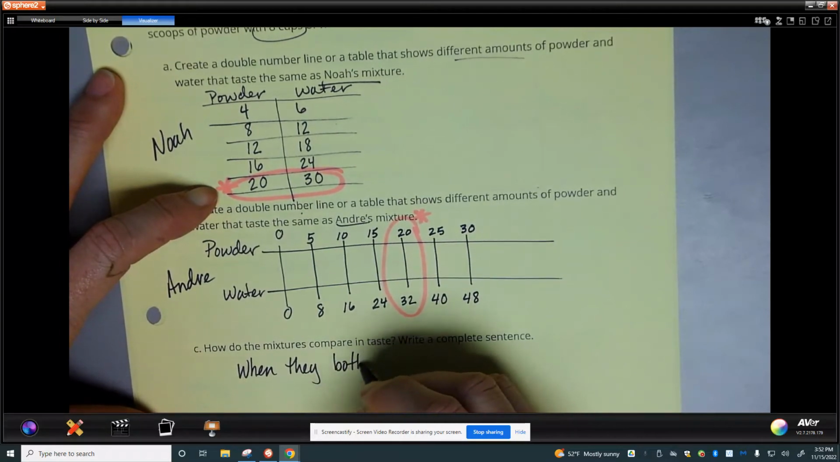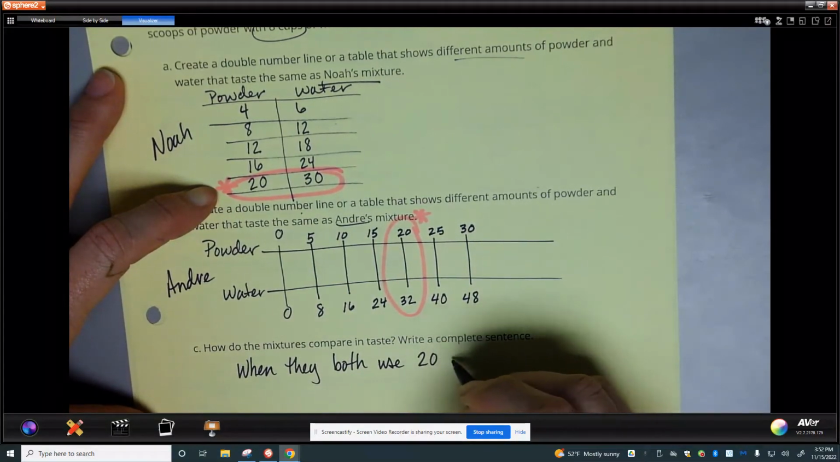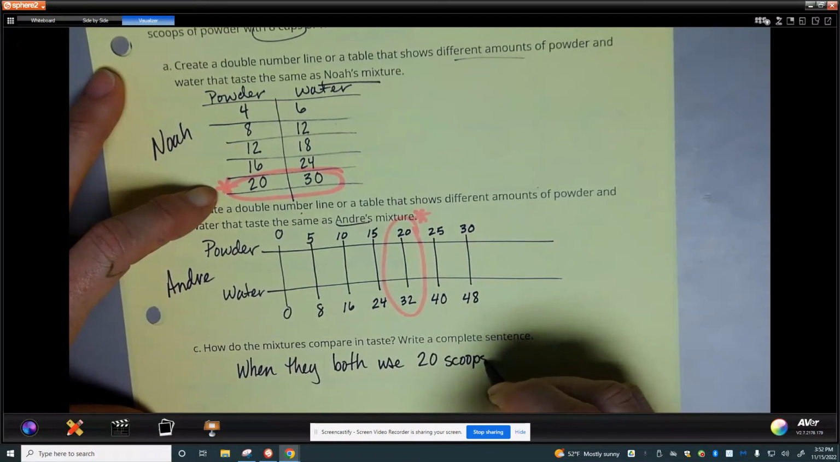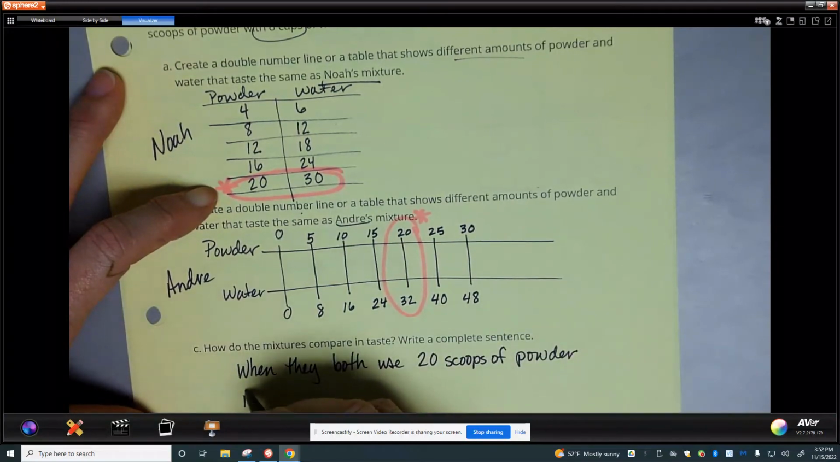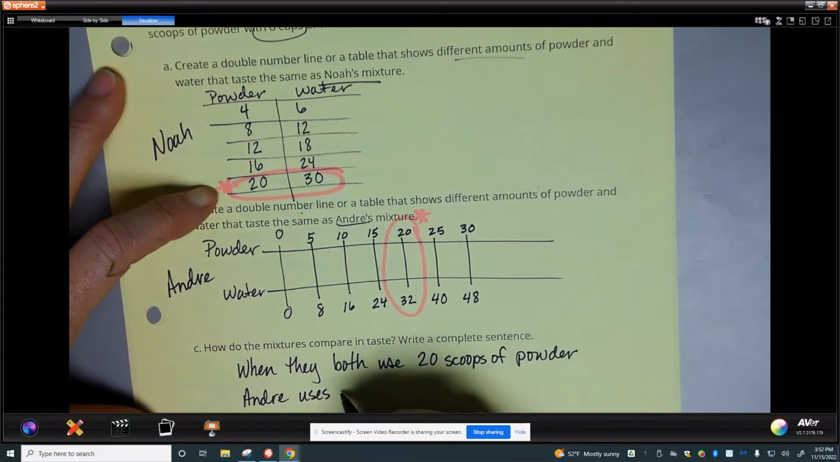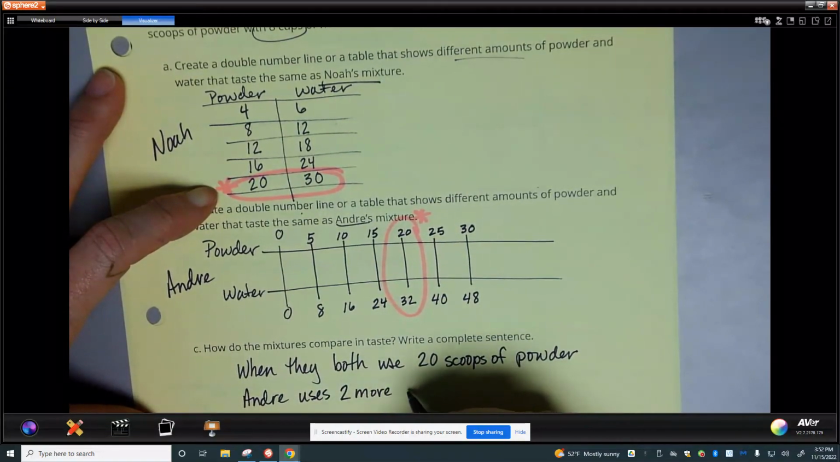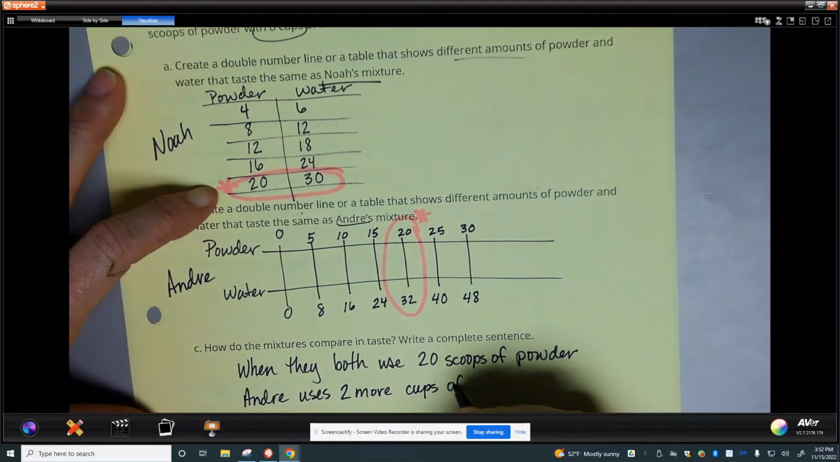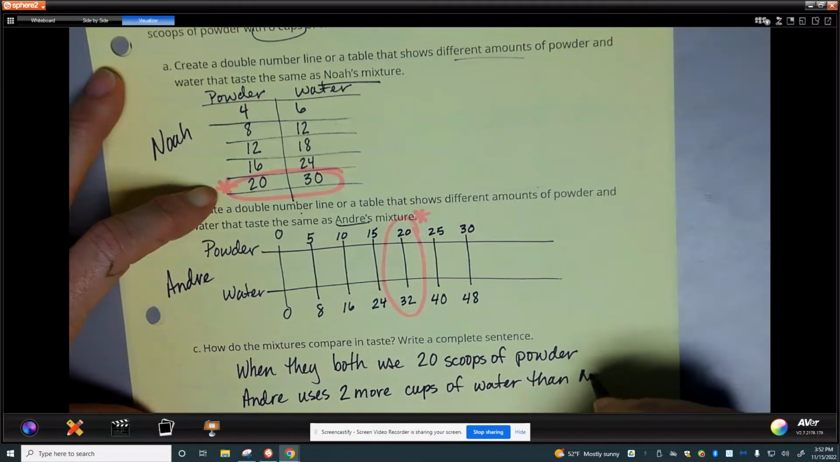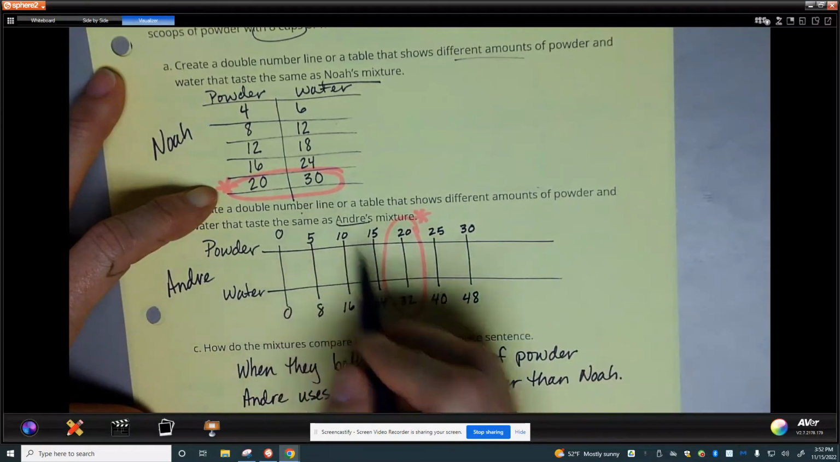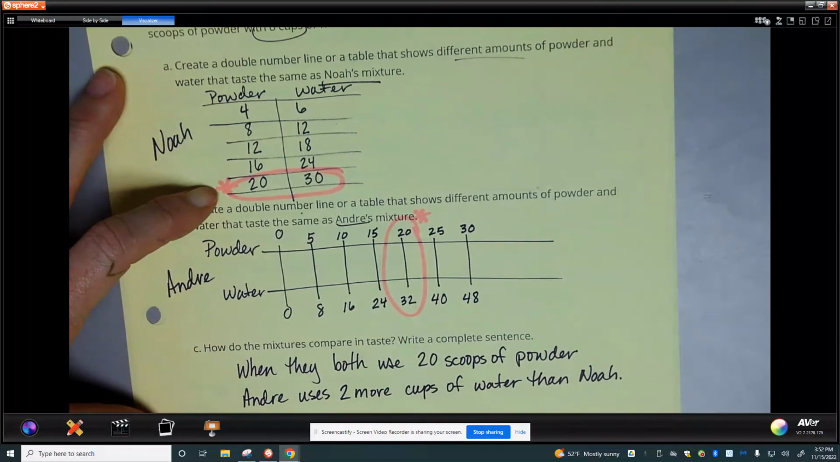So we're going to say when they both use 20 scoops of powder, Andre uses 2 more cups of water than Noah, because 30 to 32. How are they going to taste? Well, since Andre's using more water, Andre's will taste more watery.